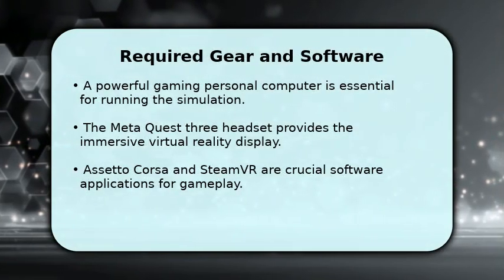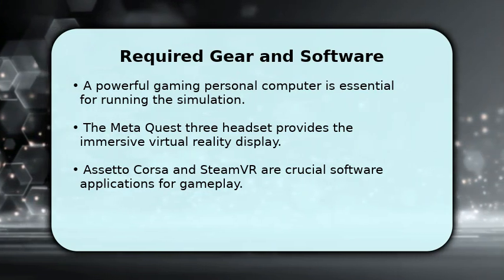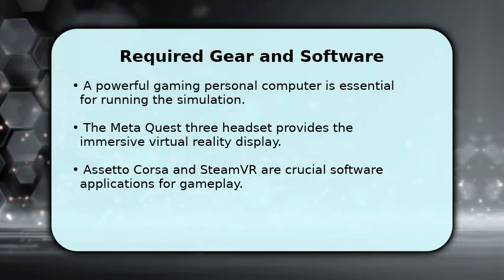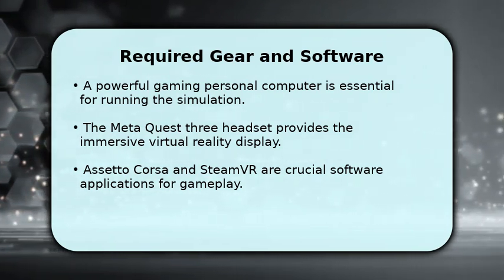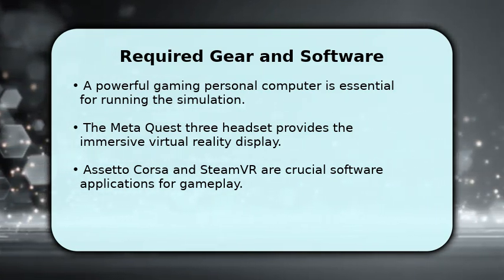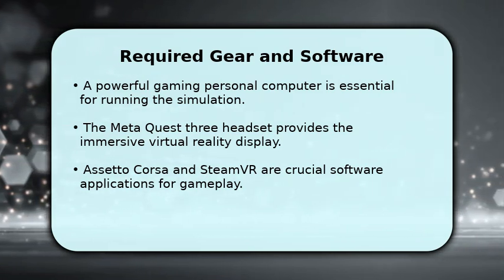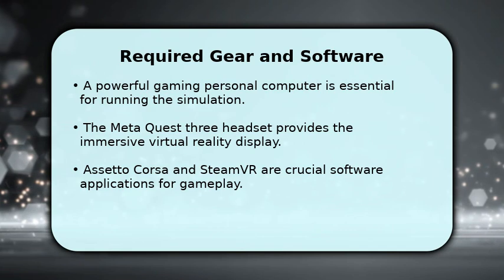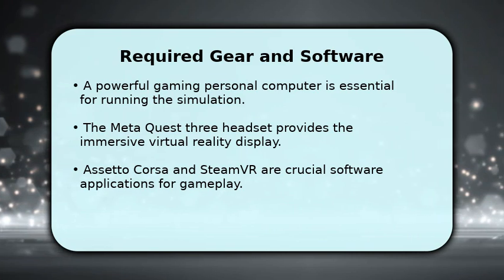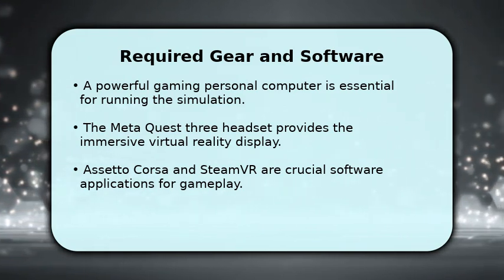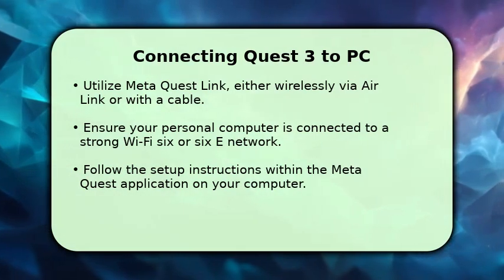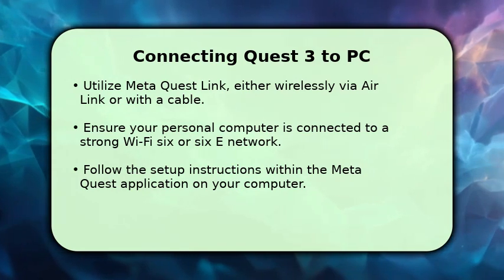To begin your virtual racing journey, you will need a robust gaming personal computer capable of handling demanding simulations. Your Meta Quest 3 headset will serve as your window into the virtual world, offering stunning visuals. Crucially, you'll need Assetto Corsa installed, alongside Steam VR, which manages the virtual reality environment. For a smooth, wireless experience, a high-speed Wi-Fi 6 or 6E router operating on the 5 GHz band is highly recommended.